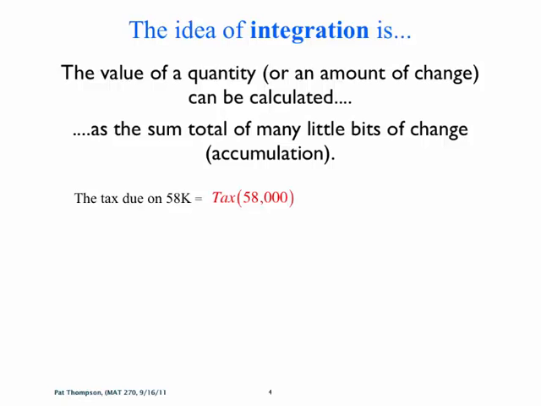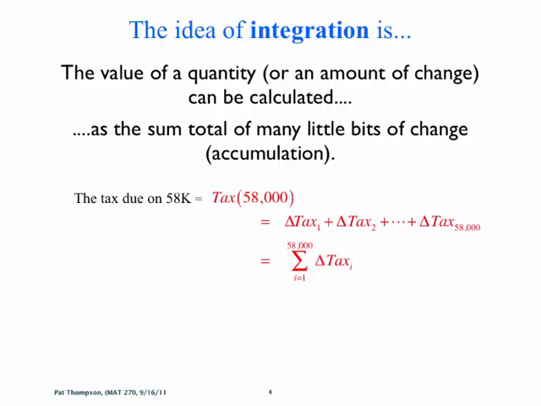But now we're seeing there's a different way to think about that. In January, bit by bit by bit, you made money, so your tax grew bit by bit by bit. And then in February, it continued. You made money bit by bit, so your tax grew bit by bit. And so the total tax due on 58,000 is the sum of all those bits of tax that accumulated, starting from January 1st to whatever date it is.